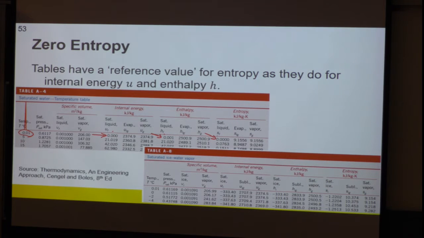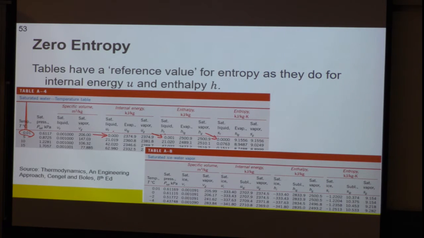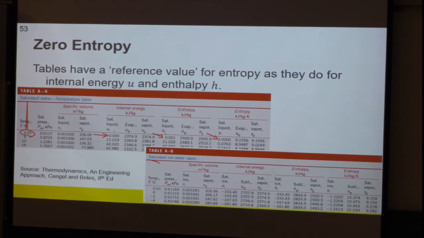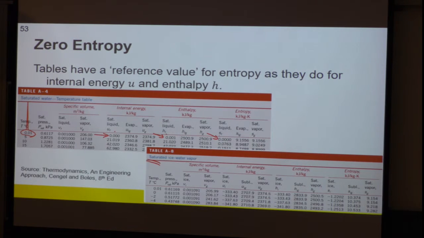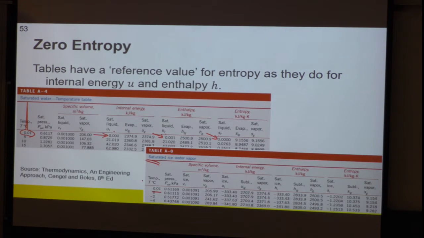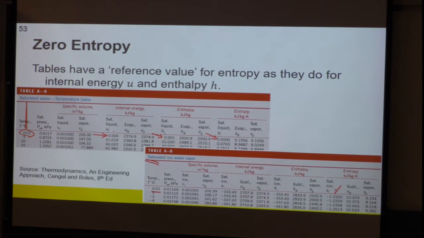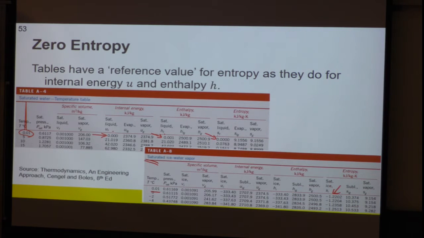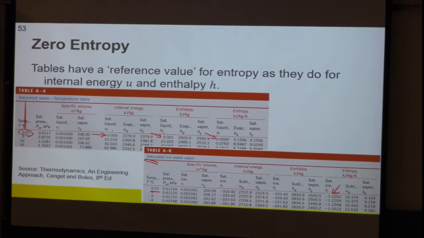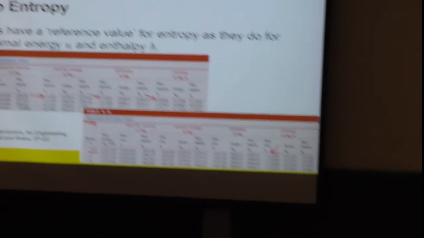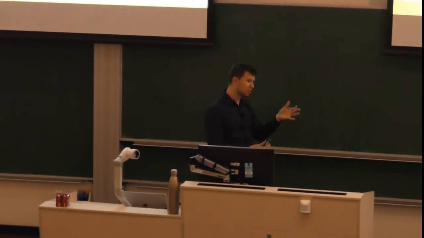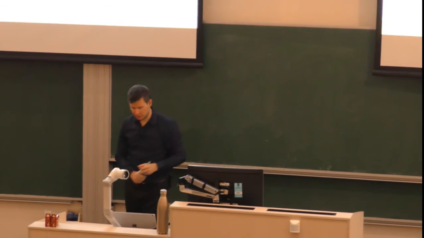With Cengel and Boles, and the reason I use Cengel and Boles tables is they also have ice vapor, saturated ice vapor, not just liquid water and vapor, but ice vapor tables. And because of how they've defined things, at the triple point of water, in the ice state, it indeed has a negative entropy. All right? So that's how you can get negative entropies occur, because they just pick an arbitrary zero point, which feels like a pretty good one. Triple point of water is something that's nice and fixed.